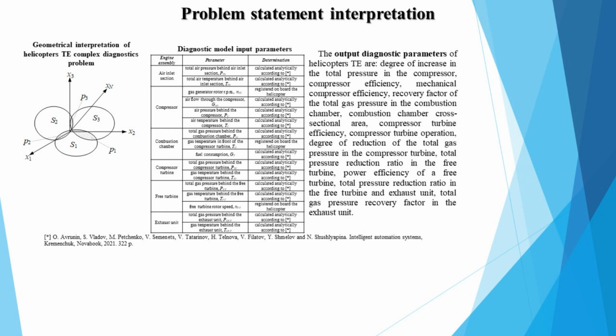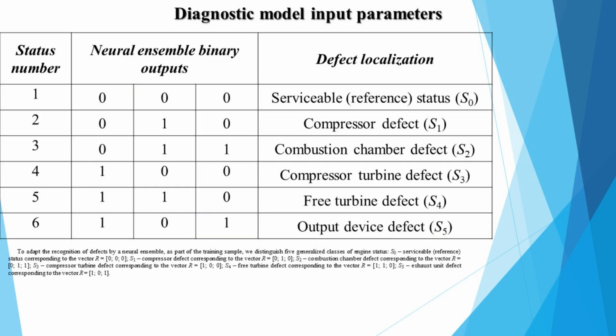The input parameters are turboshaft engine working process thermogas dynamic parameters presented in this table, which are either recorded on board of the helicopter or calculated using a universal mathematical model of the turboshaft engine. You can also see a description of the output diagnostic parameters. To adapt to the recognition of defects by a neural ensemble as part of the training sample, we distinguish 5 generalized classes of engine status.